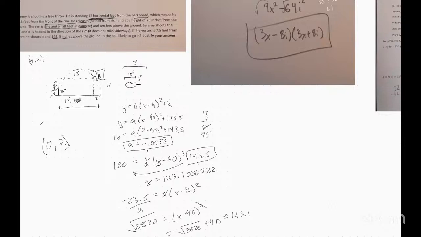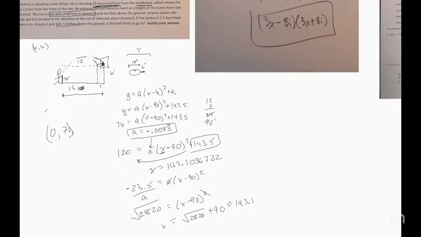That's the distance. So what is 13 times 12? It's 156. So this was 156 inches. It's between 156 inches and adding 18 more inches to it. It had to be between 156 and 174 for it to go in. And it was at 143, so it's going to come up short.